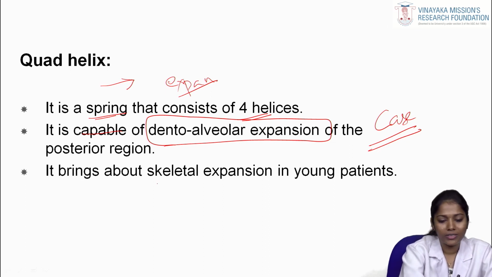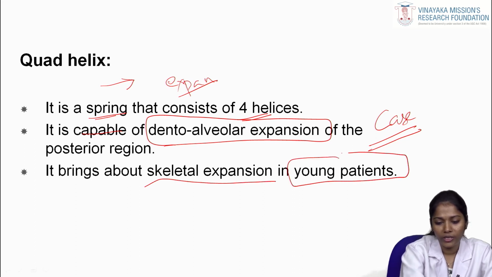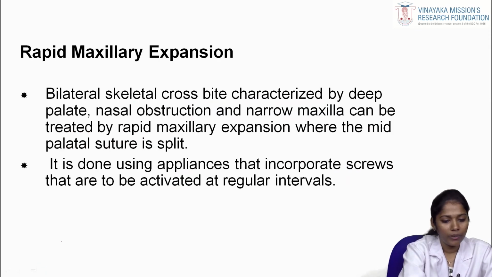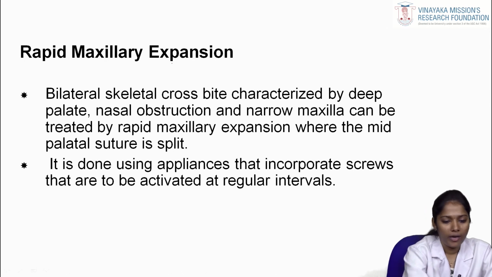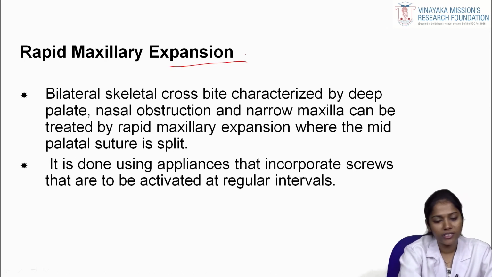In case of skeletal expansion, the quad helix can do it only in young patients, in the early transition of the mixed dentition period or the deciduous dentition period alone, not in case of permanent dentition or growth completed patients. So what do we have to do in case of growth completed patients? We have rapid maxillary expansion.